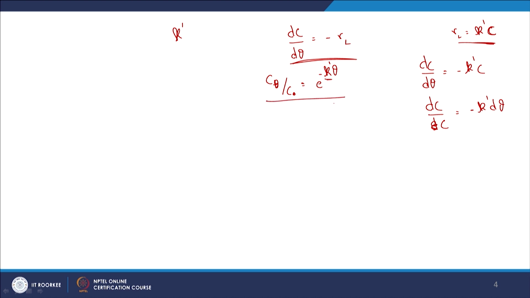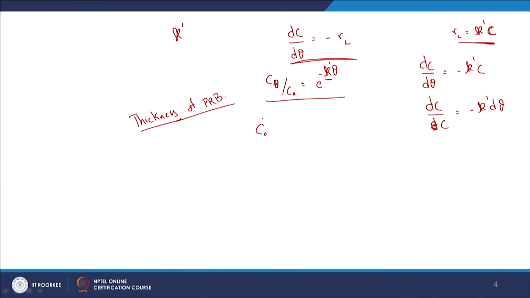So, what am I trying to calculate here? The whole point is I am trying to calculate the thickness of PRB. So, I have one particular equation from the relevant mass balance here, right. C when it enters the system is C naught, C when it leaves the system is C theta, equal to C naught times e to the power of minus k dash theta. So, I can measure the concentration coming in, which is C naught, I know the concentration that I want when the compound leaves the system, C theta, right, and I already have k dash, right.